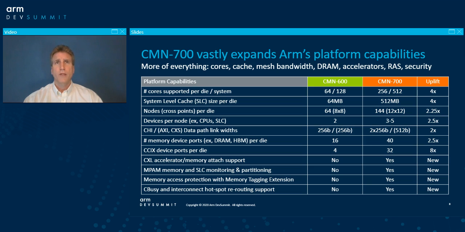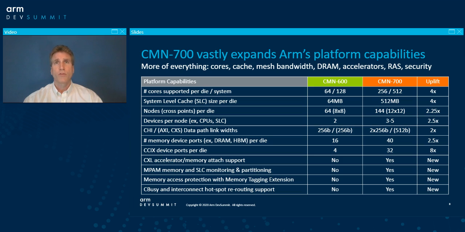Some of you may be familiar already with our public information on the CMN600. Relative to that, the CMN700 is just more of everything. It has more core support, going from 64 to 256, a 4x increase. System level cache has been quadrupled from 64 to 512. We've increased the number of nodes and the size of the mesh from an 8x8 to a 12x12.